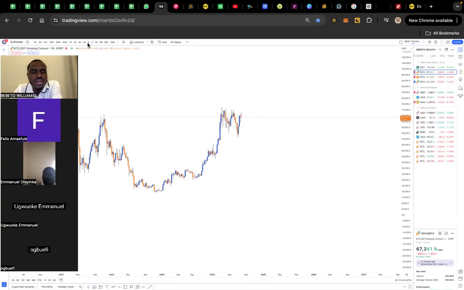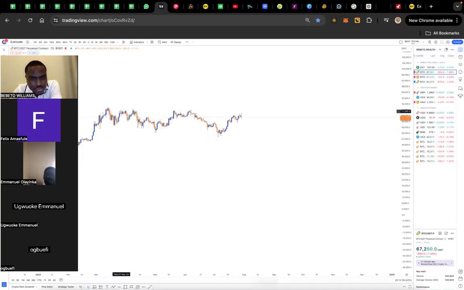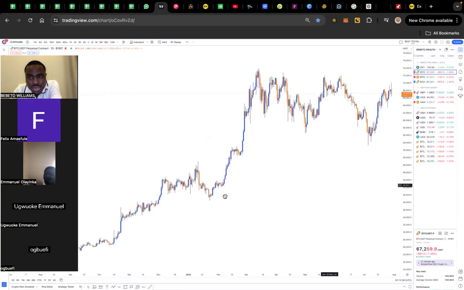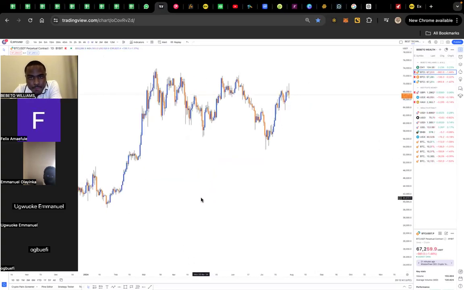So when I come to the daily time frame, what I'm expecting before I buy for this week, what I'm expecting the market to do is to form a W pattern on the daily time frame. This can be just a retracement for the market to start pushing up.